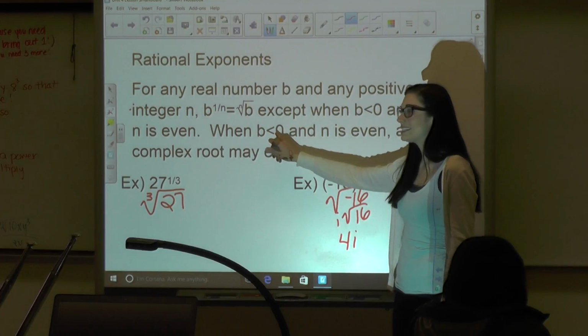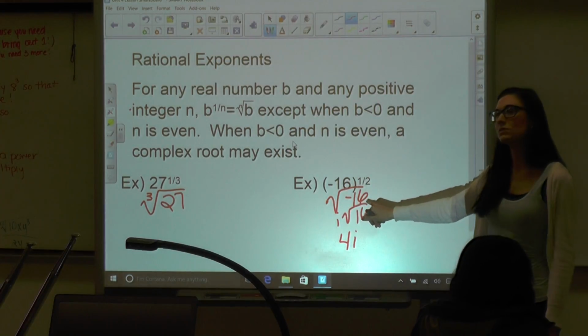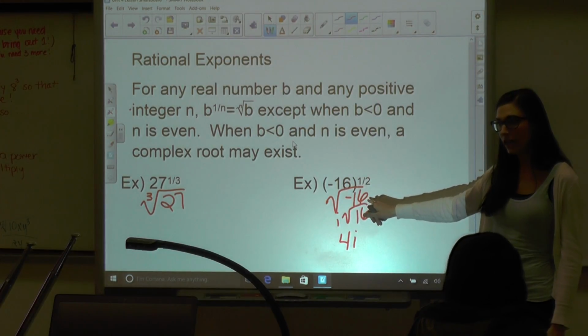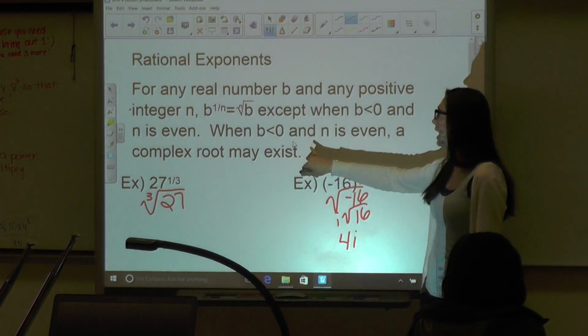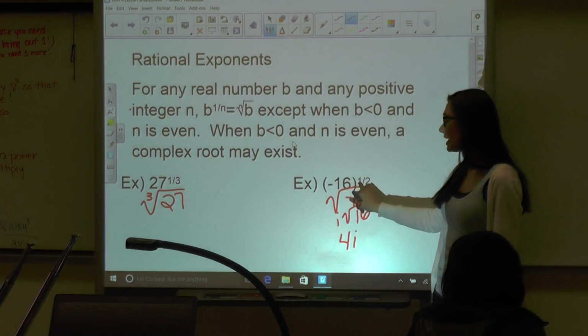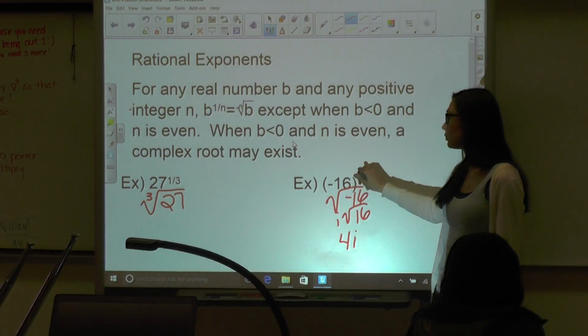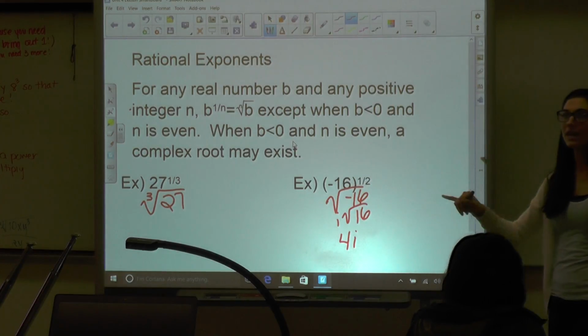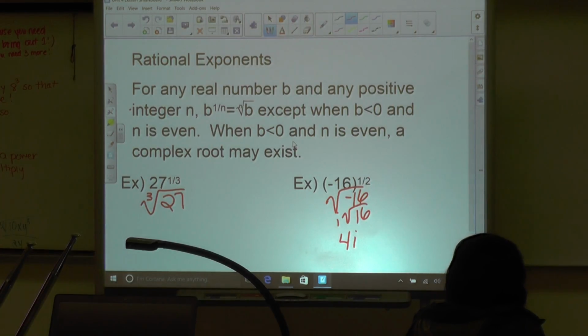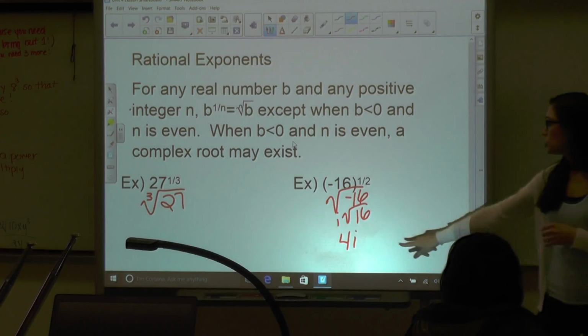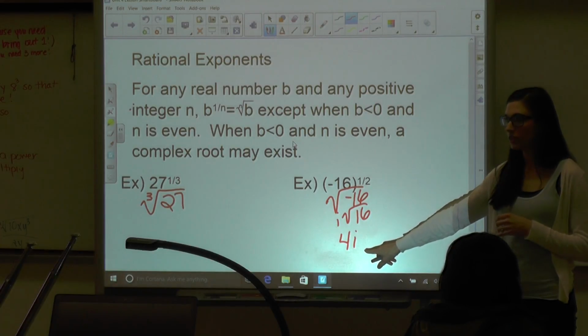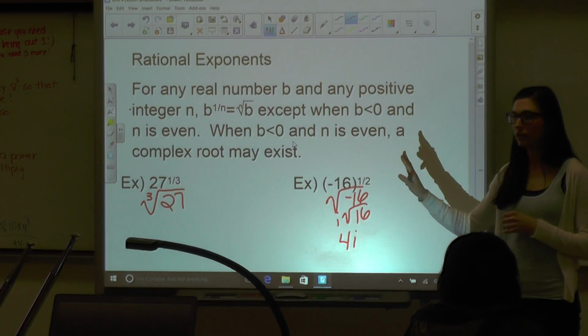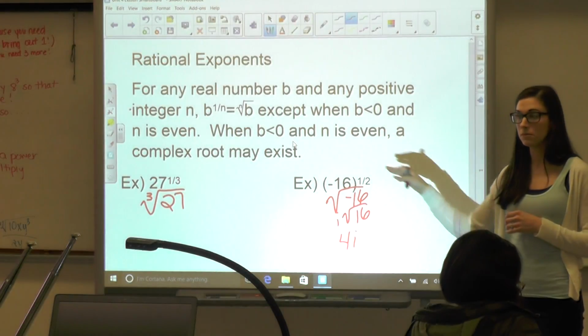When b is less than 0, our b was less than 0 because it was a negative number. So that's less than 0. And our n is even. Is your n even? Yes, your n is 2. A complex root may exist. All complex means is you have imaginary numbers in there. So did we have an imaginary number? Yes. Do you see what we're doing? Okay, these are the simple problems.